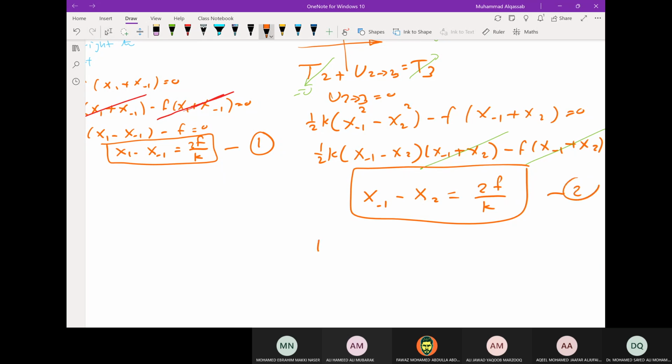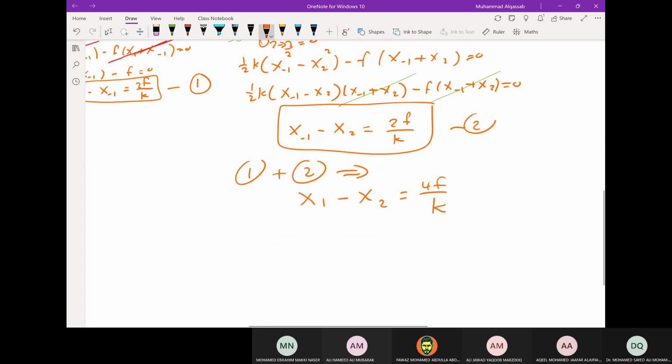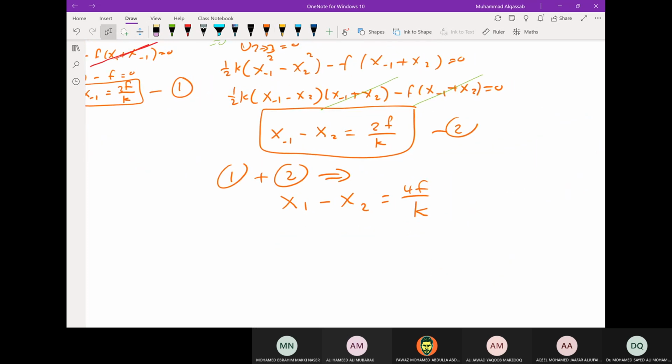If we add them together, we'll cancel x of -1. And then we get x1 minus x2 equal to 2f over k plus 2f over k, which is 4f over k. This is the final equation that relates consecutive amplitudes. X1 is the amplitude of cycle number 1. X2 is the amplitude of cycle number 2. And if you substitute for f, this is 4 mu N over k. N is the normal force.